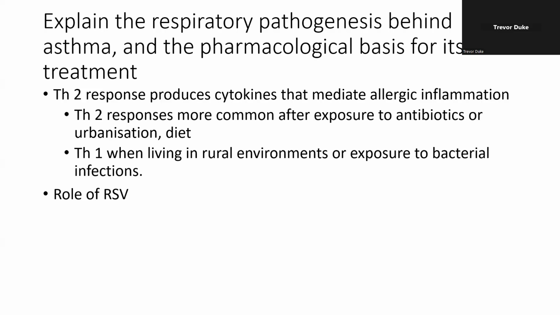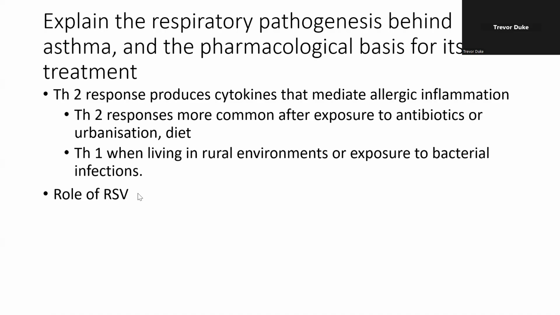Whereas Th1 responses are more common in rural environments, with exposure to bacterial infections, parasitic infections, etc. The immune system does undergo a transition between Th1 and Th2 responses, but there are differences in the way children respond to environmental stimuli with their immune system. That means they're either more or less likely to develop allergy and asthma. Just to remember, it's the Th2 T helper responses that are more likely to lead to asthma.